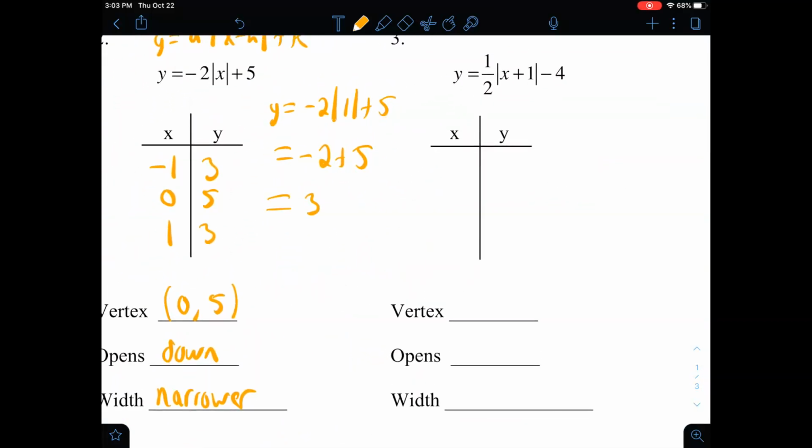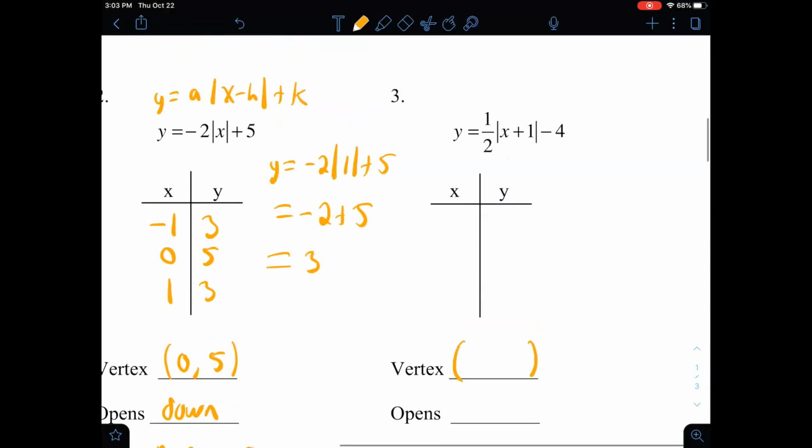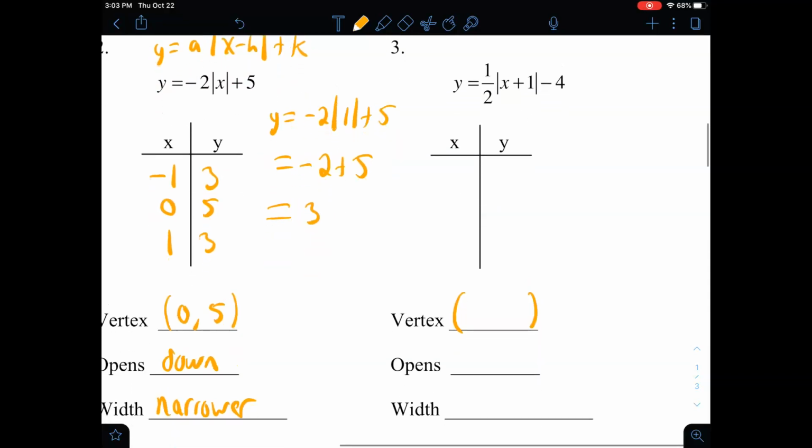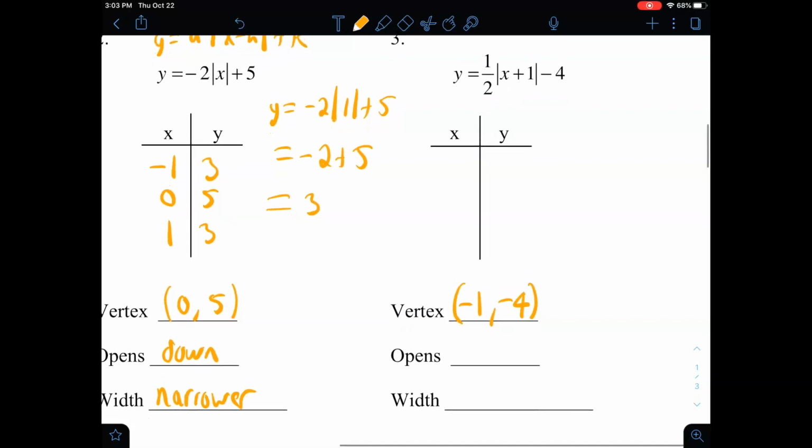All right, so let's do it. We have y equals 1/2 times the quantity, the absolute value of x plus 1, all minus 4. What's the vertex? We need x minus h plus k. So it's plus 1, which means h is negative, so it's going to be negative 1. And our k is going to be negative 4.